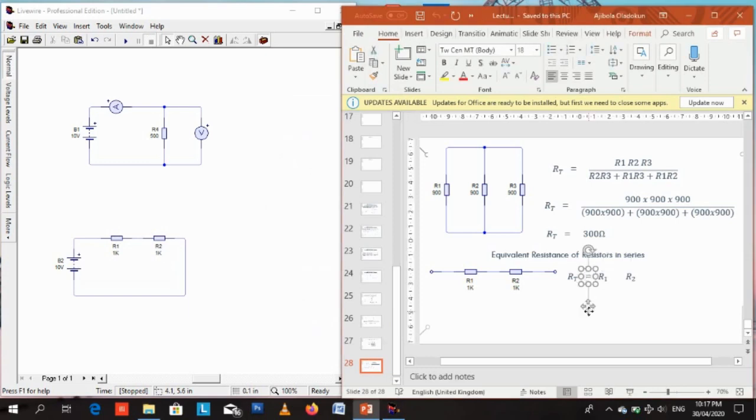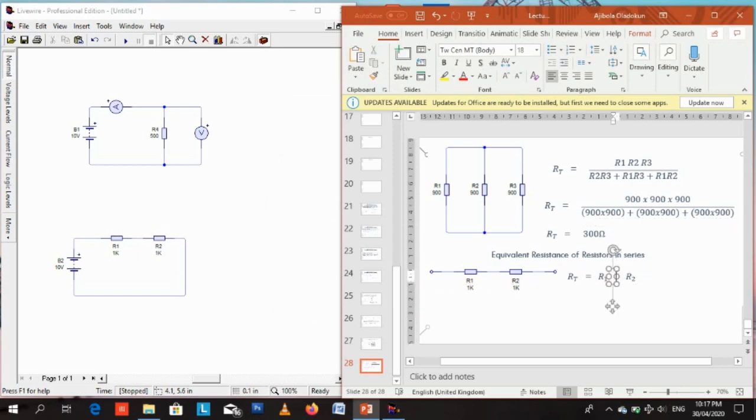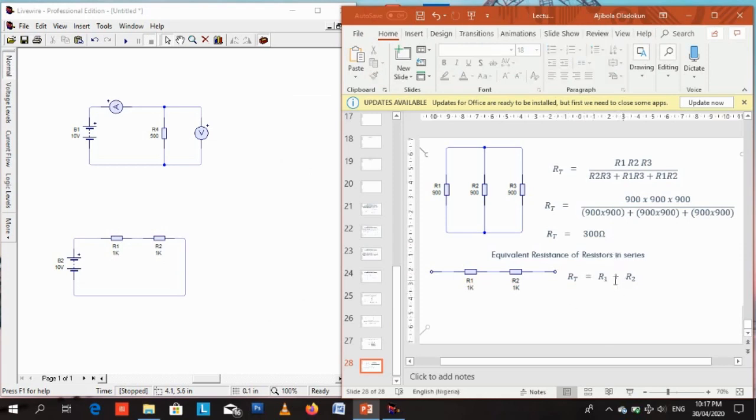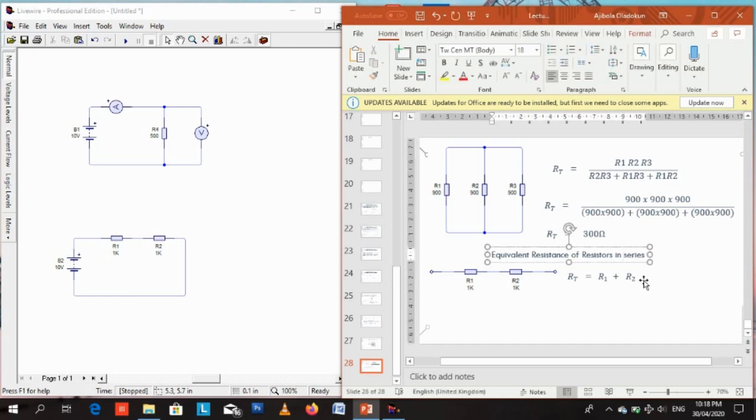The formula for connecting resistors in series is different from that of connecting resistors in parallel. RT, which is the total resistance, is R1 plus R2. It's not reciprocal, there's no fraction anywhere. The formula for resistors in series is quite straightforward. It's just addition. If your resistors are connected in series and you want the total or equivalent resistance, just add the resistances of each resistor together. So RT equals R1 plus R2. Pretty straightforward compared to parallel resistors.